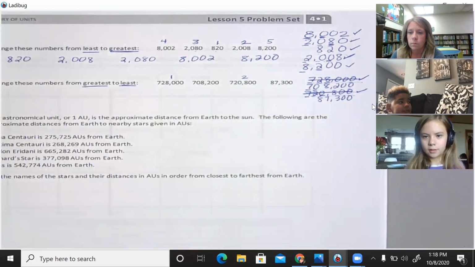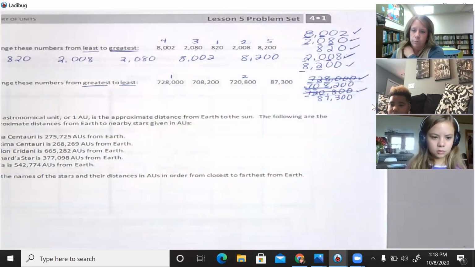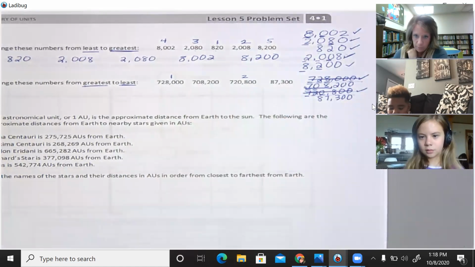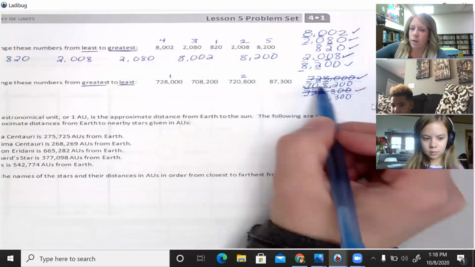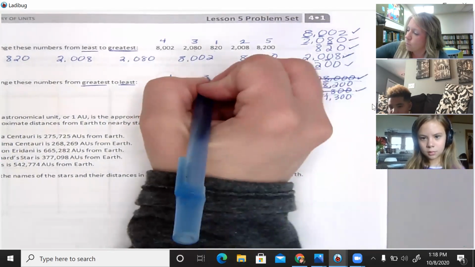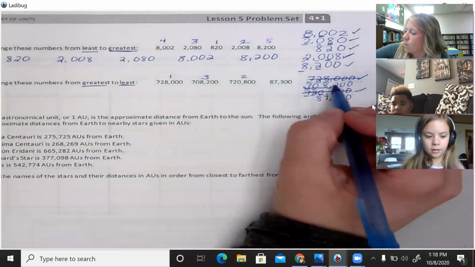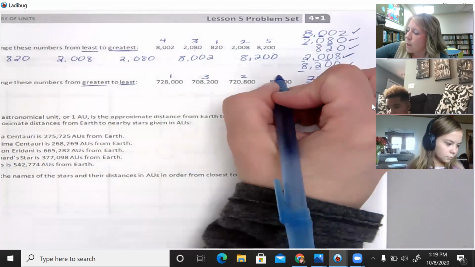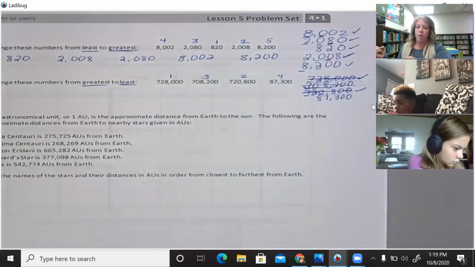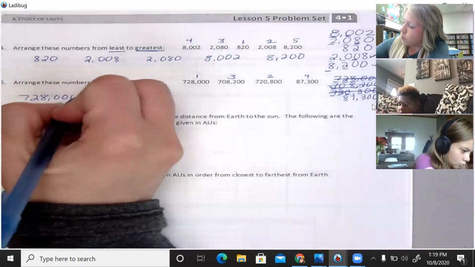708,200. Chunk this together. How do you read 708? 708. Yep. 708,200. How did you know that that one's bigger than the bottom number? You're correct. Because it has 100,000 and the other one only has 10,000. Great answer. So I'm going to eliminate that one, and then I'm left with 87,300 being my smallest.